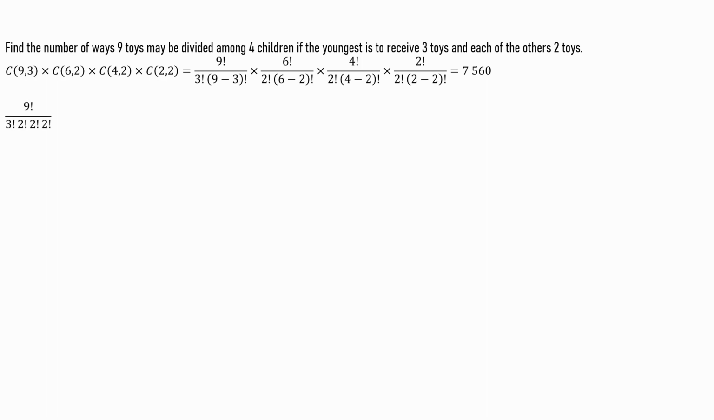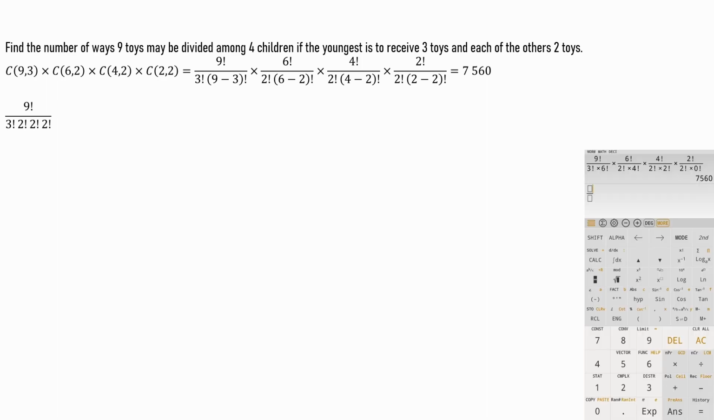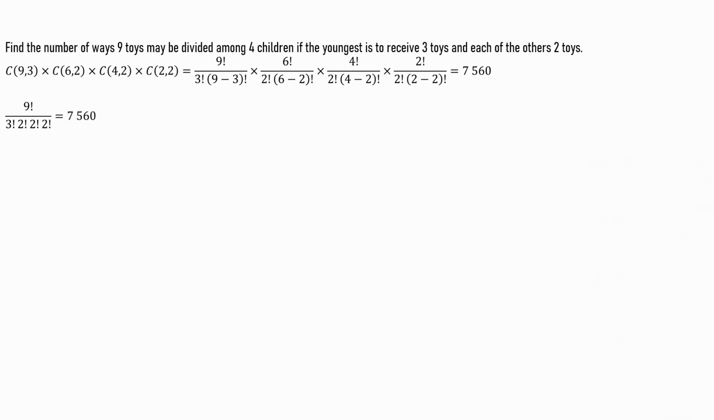So, isa pang solution. Parang yung sa concept kanina ng permutation na may magkakatulad or which are alike. Yung una kasi may 3 na mapupunta sa youngest, tapos yung iba ay tagdadalawa. So, ganun din naman yung magiging sagot niyan, syempre. So, 9 factorial over 3 factorial times 2 factorial times 2 factorial times 2 factorial. So, tulad lang din na 7,560.